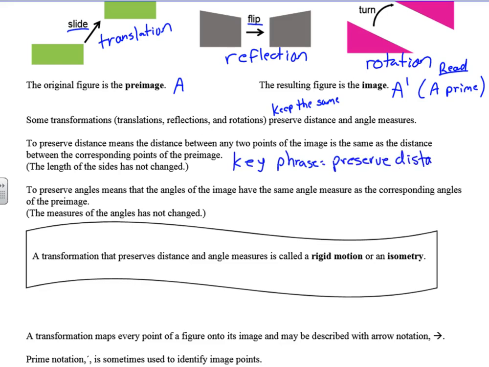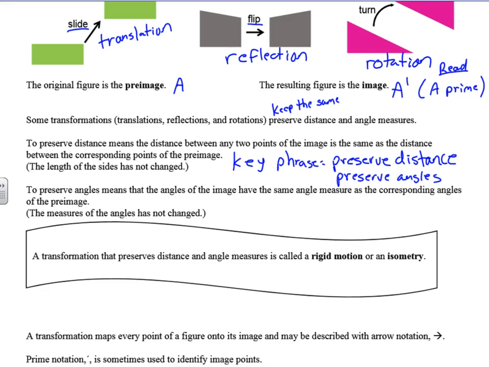I point that out because this is one of those topics where you're going to be asked to explain a lot with words. And so preserve angles. So preserve distance, preserve angles, meaning that corresponding angles are going to match up. They haven't changed.